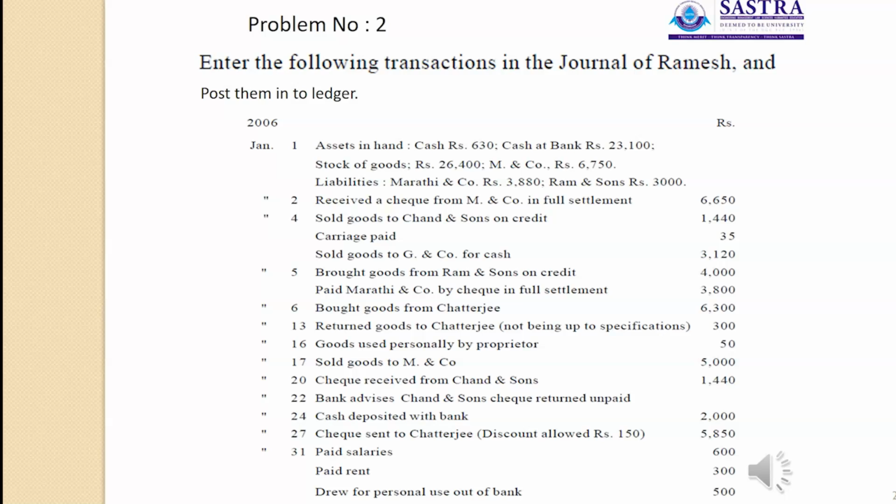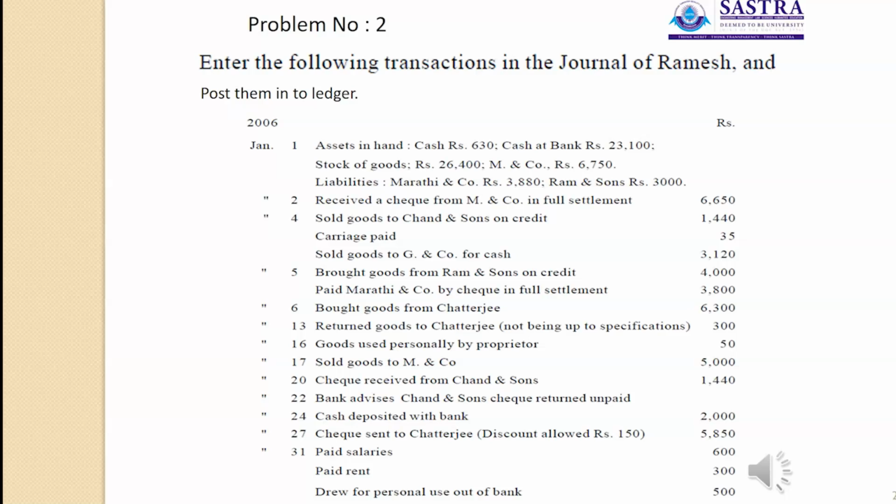16th: goods used personally by the proprietor, rupees 50. 17th: sold goods to M&M Company, rupees 5,000. 20th: check received from Chan and Sons, rupees 1,440. 22nd: bank advises Chan and Sons check returned unpaid. 24th: cash deposited with bank, rupees 2,000. 27th: check sent to Chatterjee, discount allowed rupees 150, rupees 5,850. 31st: paid salary 600, paid rent rupees 300. Drew for personal use out of bank rupees 500.